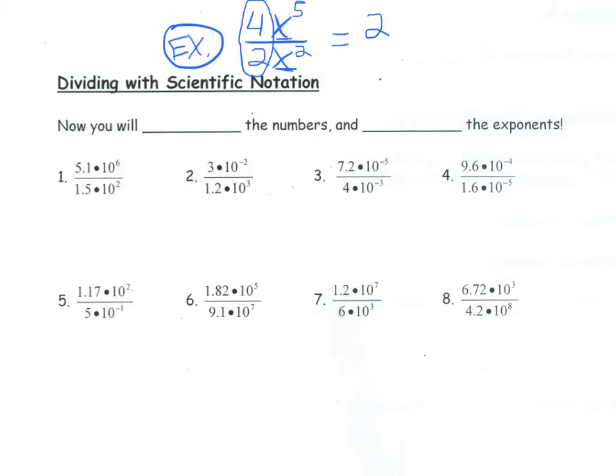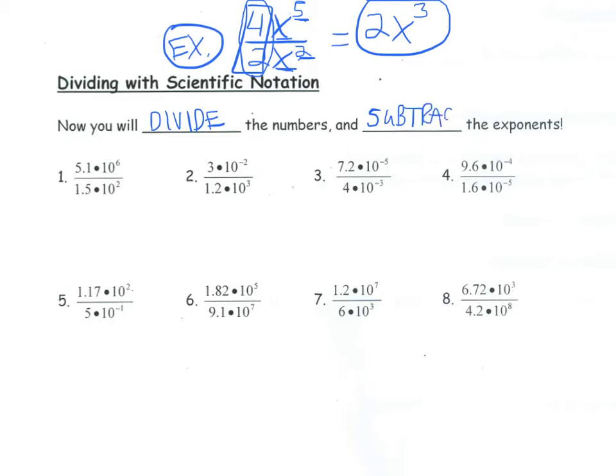So if you have the same base of x there, this is where you subtract the exponent. So 5 minus 2 is 3. Now the exponent stays in the top because that's where it's bigger. So what we basically proved here is, if we divide numbers in scientific notation, you actually divide the numbers, which you're going to use your calculator for, and then with the exponents you subtract them. And the exponent should stay where it's bigger.